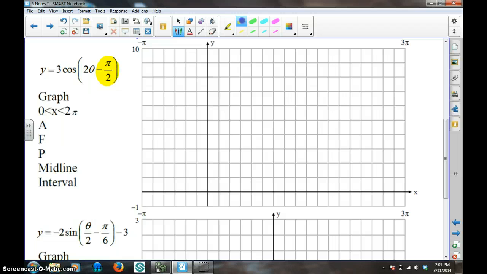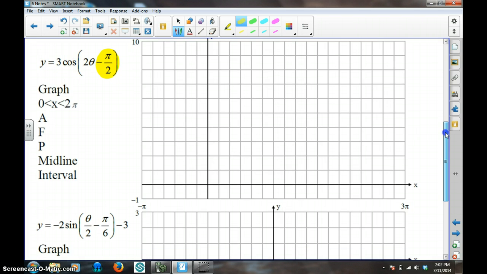Now, the biggest thing I need you to be able to see as you look at these two equations is how do I tell the difference? And the answer is quite simple. If the plus or minus is trapped in a set of parentheses with the angle, with the x, or with the theta, then it's a horizontal shift. If the plus or minus comes at the end of all the trig and is detached from the trig part of the equation, then it's a vertical shift.